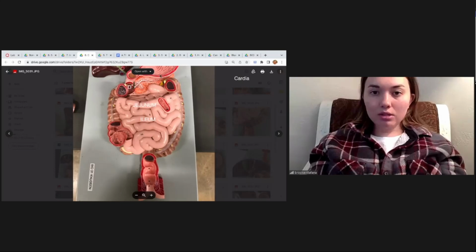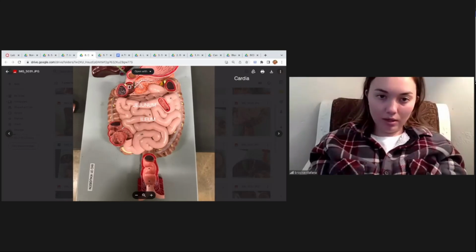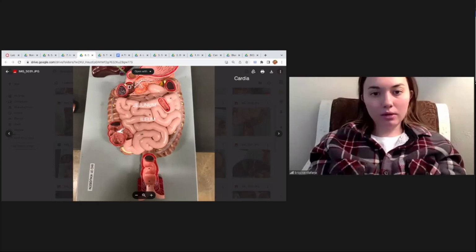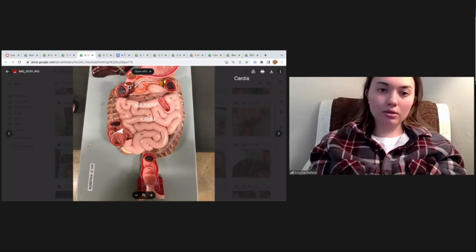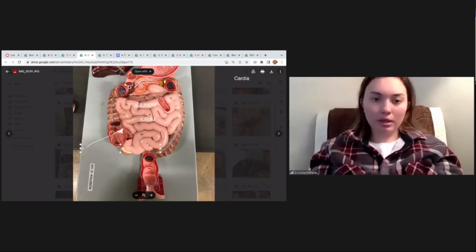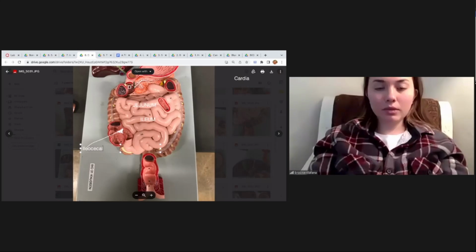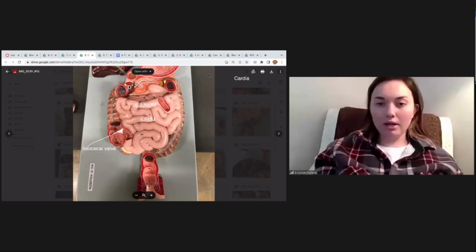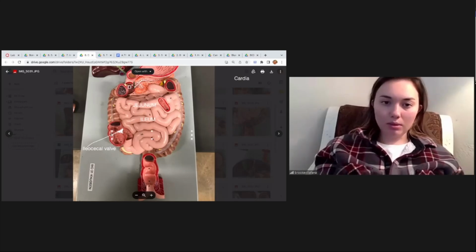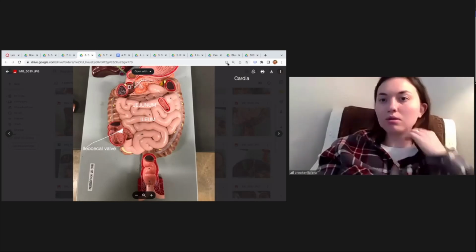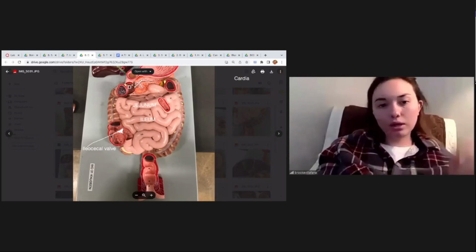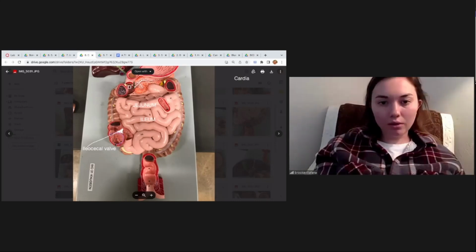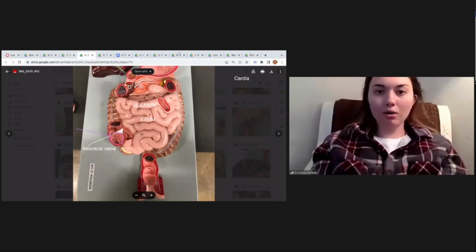The ileocecal valve is going to be where the ileum connects to the cecum. This part right here. I'm just going to highlight it. Again, that's where the ileum connects to the cecum. That's the end of the small intestine and the beginning of the large intestine. So let's do the cecum in a different color. Here would be your cecum, or your blind pouch.